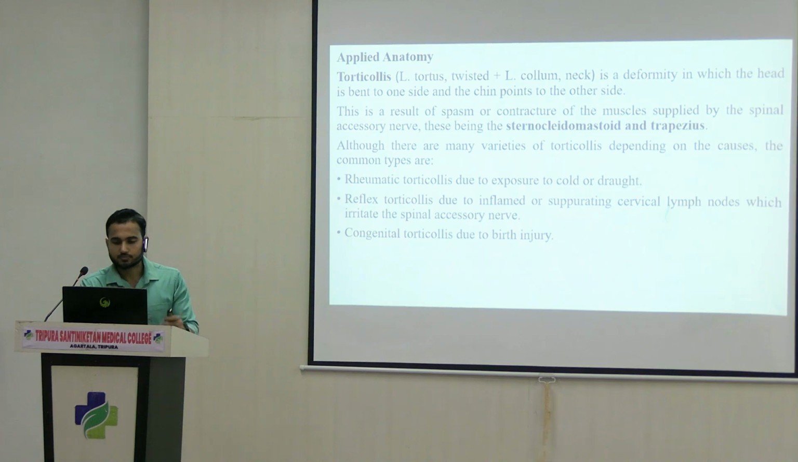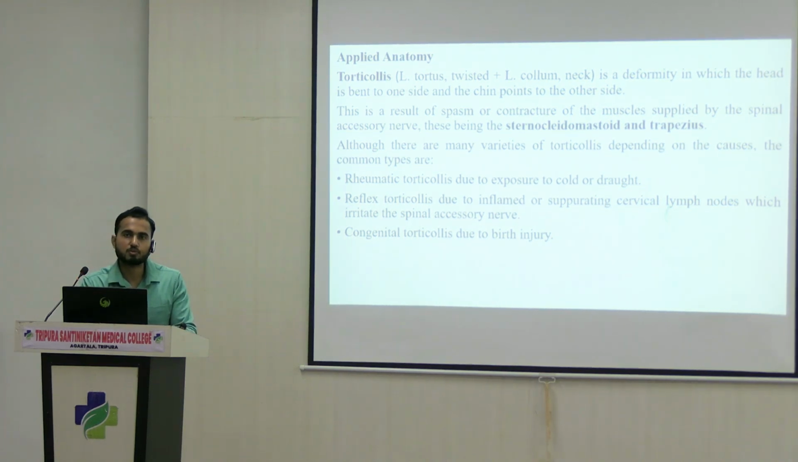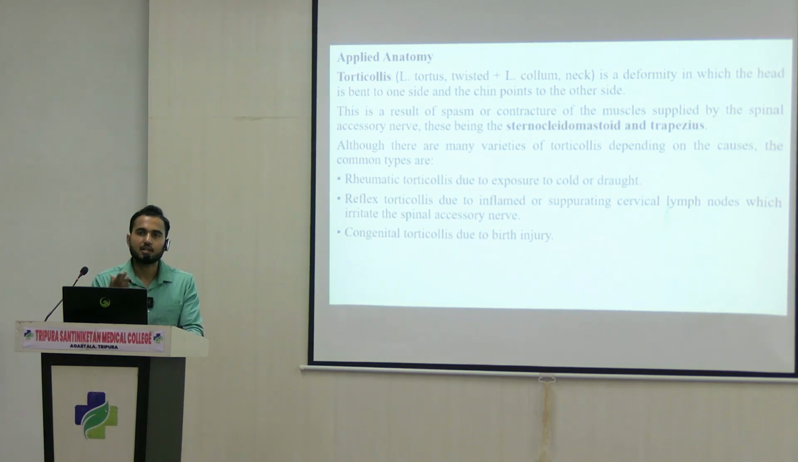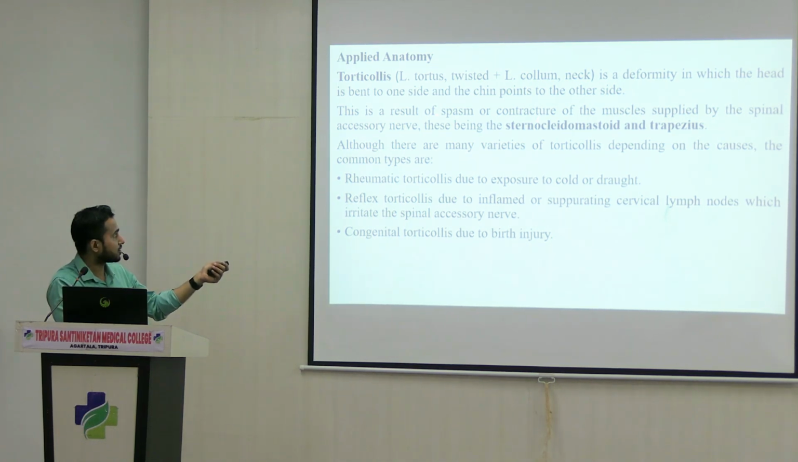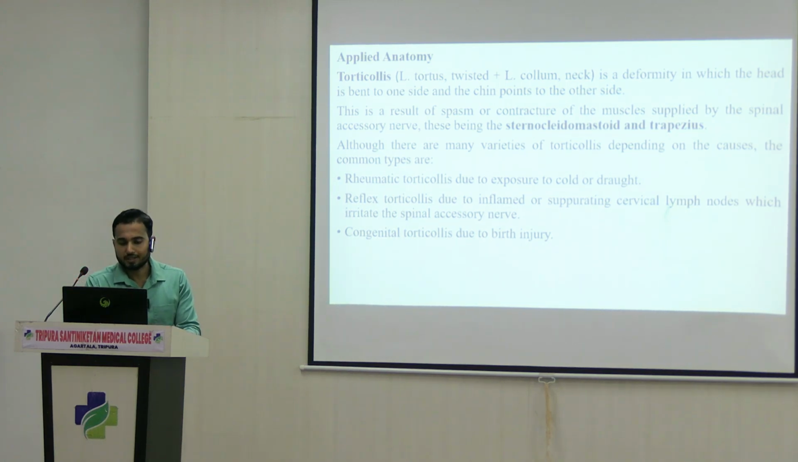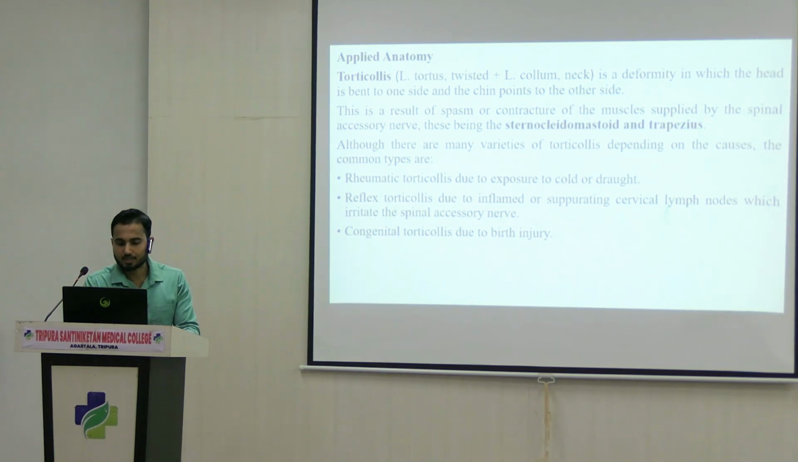Okay. Now, why does torticollis occur? It mainly occurs due to spasm in the muscles which are supplied by the spinal accessory nerve. The spinal accessory nerve is also called the 11th cranial nerve. Mainly two muscles are there: the sternocleidomastoid muscle and the trapezius muscle. As you can see, spasm or contracture of the muscles supplied by the spinal accessory nerve, that is sternocleidomastoid and trapezius. Now, different types of torticollis are there.